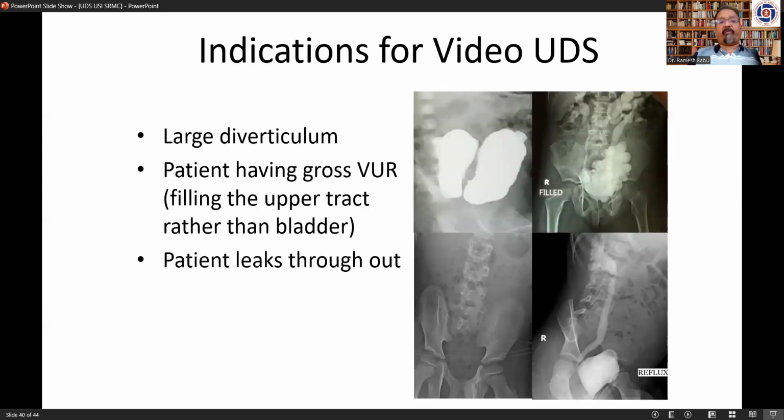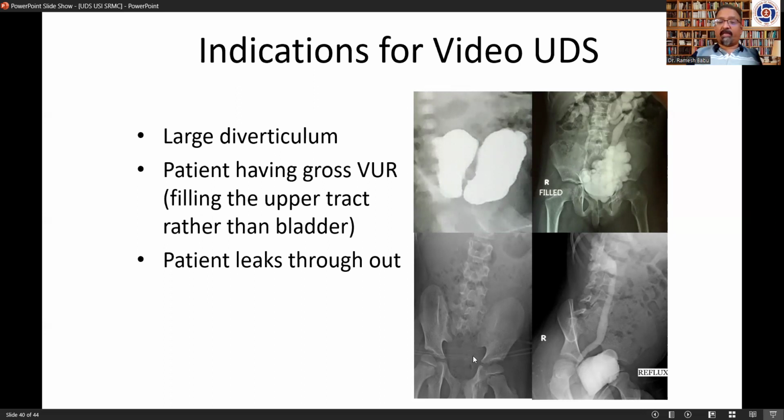So, indications for video urodynamics: typically in a patient with a large bladder diverticulum, the pressures may be high, but basically the pressures will be vented by the diverticulum. It also happens in those with gross VUR, where the entire pressure is taken up by the refluxing system. So here, when you report, you have to mention that the pressures appear normal, but it cannot be commented on because there is a gross VUR. So we cannot actually say.